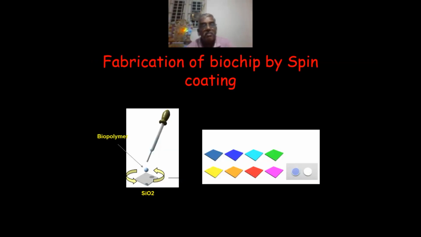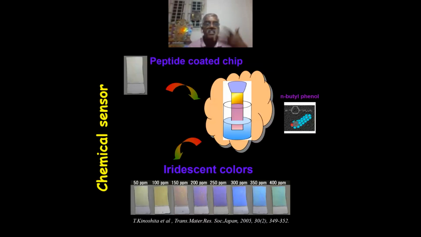The same thing I did with organic molecules. When I used spin coating, I prepared different color chips. These are the base on which I worked for sensor applications. So that way I prepared some chemical sensors.